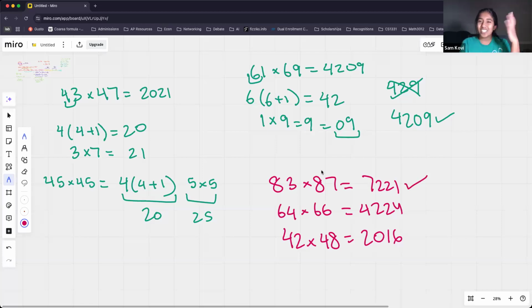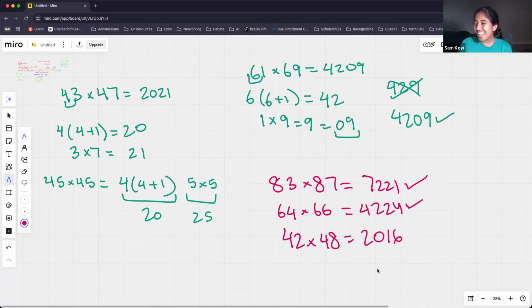All right, if we take a look at our second product, the first two digits are the same, and then the last two digits add up to 10. So 6 times 6 plus 1 is going to be 42. And then our last two digits are 4 times 6, which is 24. So 42, 24. I promise I didn't intend to have the two digits repeating in the middle. It just happened to work out that way.